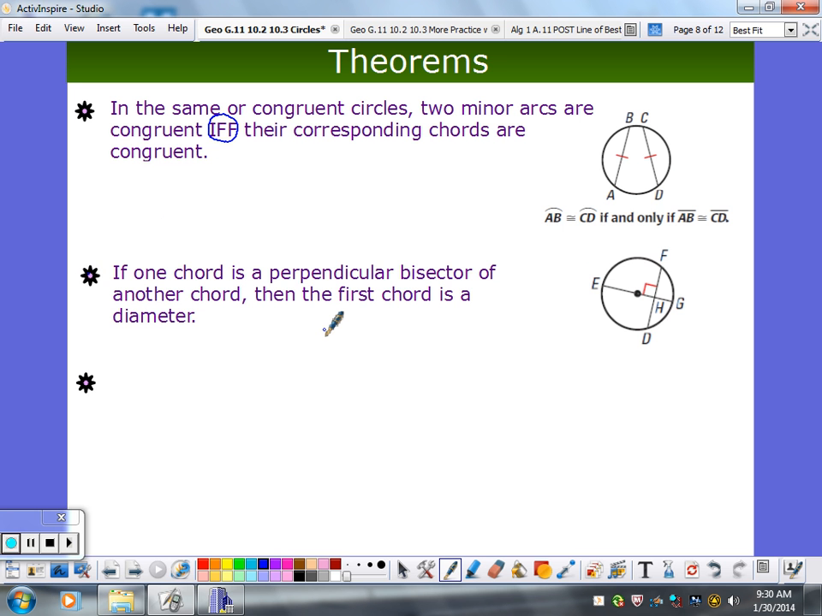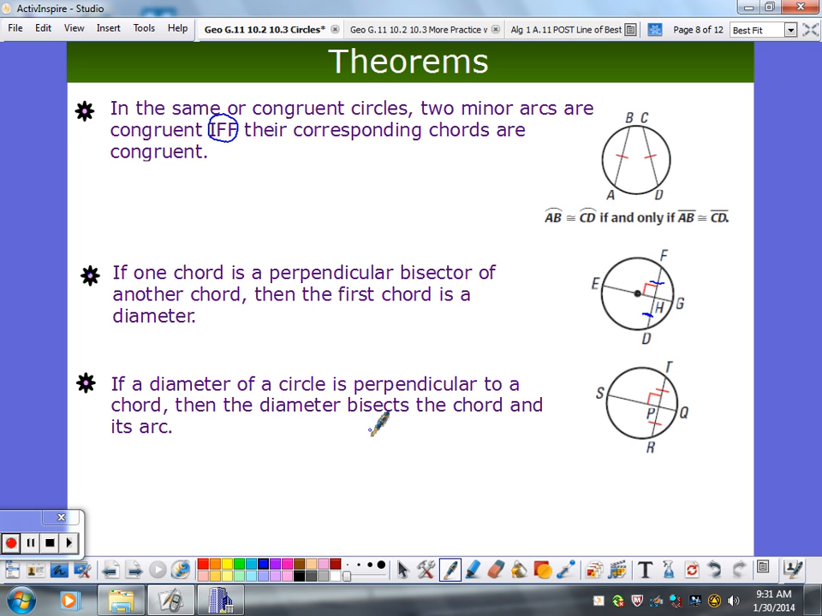Let's see. Here we go. Another one. If one chord is a perpendicular bisector of another chord, so you have two chords, they intersect. If one's a perpendicular bisector, what does that mean? It makes a right angle, and it makes two congruent pieces. Then this first chord is a diameter. Only happens if this thing is a diameter. Just think about it. If the chord's down here, it's not going to be a bisector. It can still be perpendicular, or it can be a bisector, but maybe not perpendicular. So if you're both perpendicular and a bisector, you have to be a diameter.